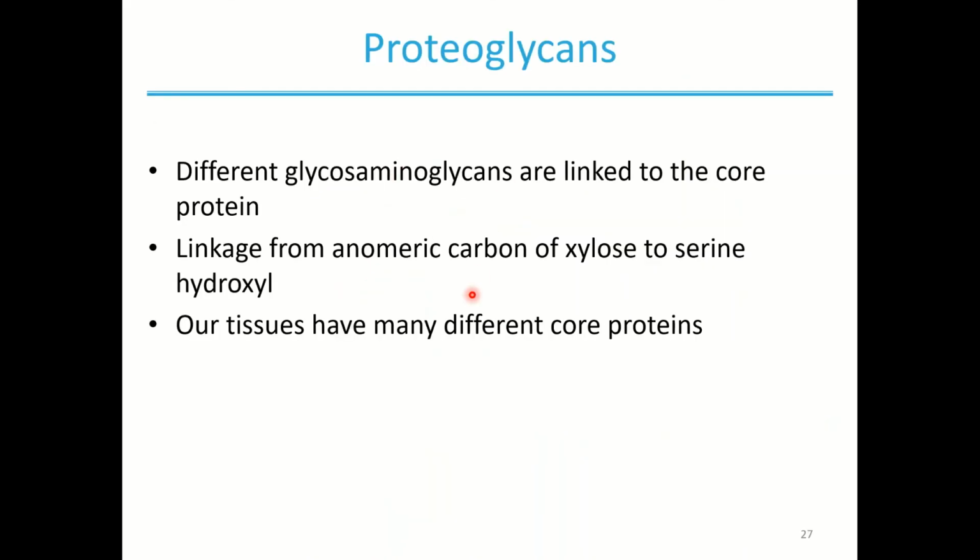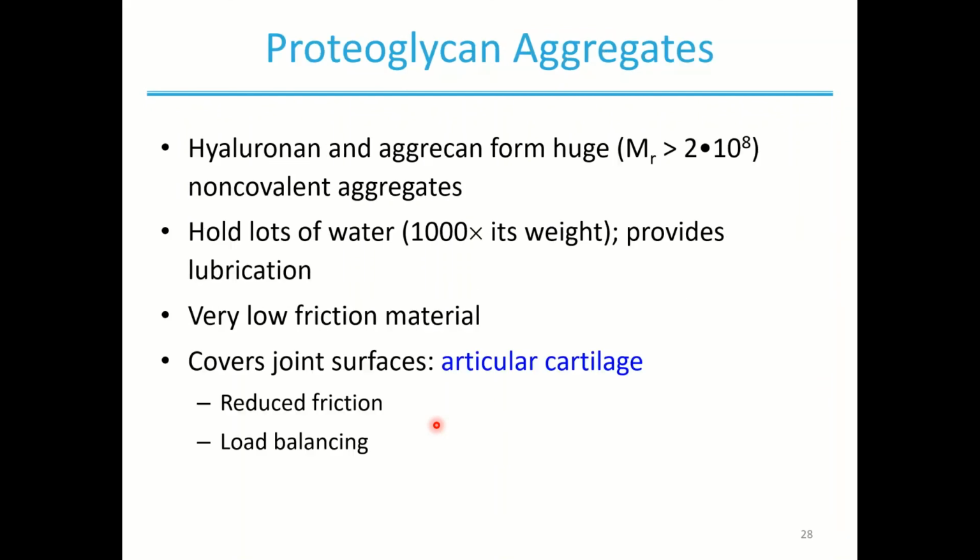Different glycosaminoglycans are linked to the core protein in a proteoglycan, and the linkage is from the anomeric carbon of xylose to a serine hydroxyl. Our tissues have many different core proteins that do this.